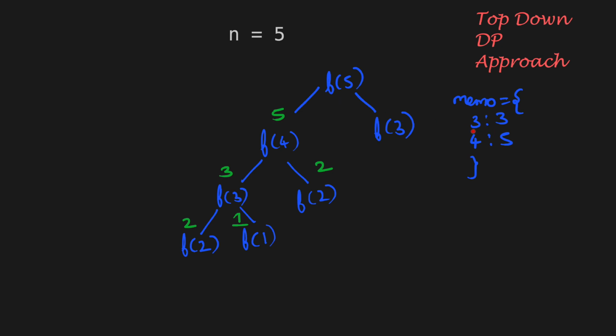But f of 3 is already present in the memo table. So we will reuse that result and return it to f of 5, which now can be calculated as 8. Now the time complexity of this approach is O of n, because all the subproblems from 1 to n are calculated exactly once, and the space complexity will still be O of n because of the recursion tree and this memoization table that we are using to store the results of the subproblems.